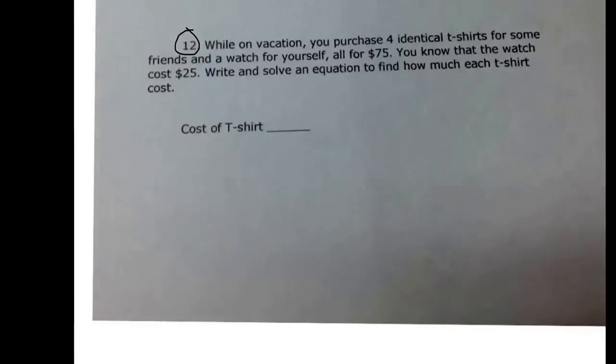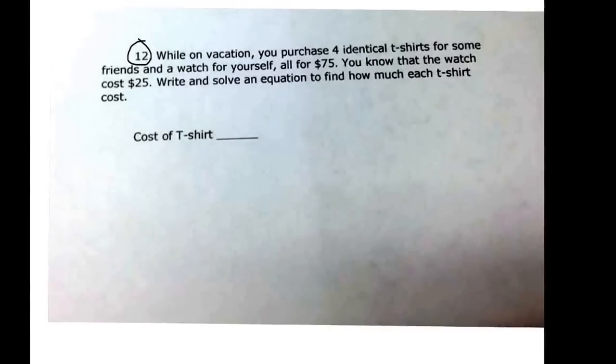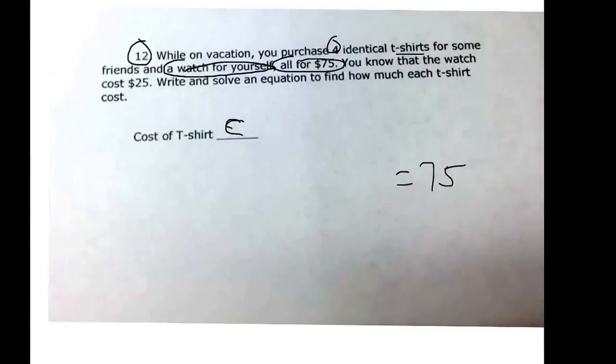While on vacation, you purchase 4 identical t-shirts for some friends. So 4 t-shirts. And a watch for yourself. And it equals $75 for all. You know that the watch costs $25. Write and solve an equation to find how much each t-shirt costs. So the cost of the t-shirt, we can just call it C. So we know that you spent $75. We know that you bought a watch that cost $25, plus you bought 4 t-shirts that we don't know the cost of. So we can solve that problem.